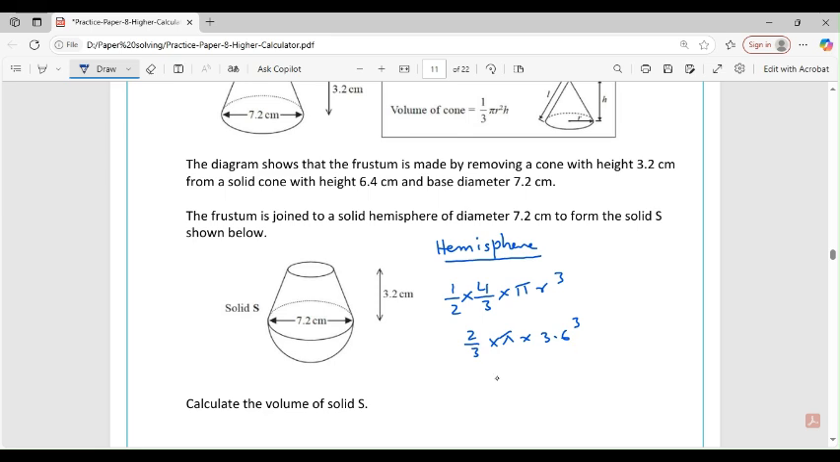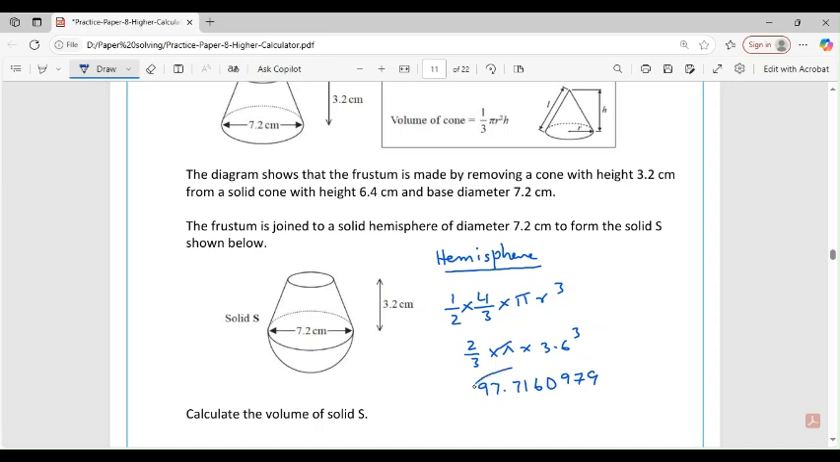Once you put these values in the formula in the calculator, you should get 97.7160979. So half of the question is solved. So this is the volume of the frustum down, the hemisphere down part.